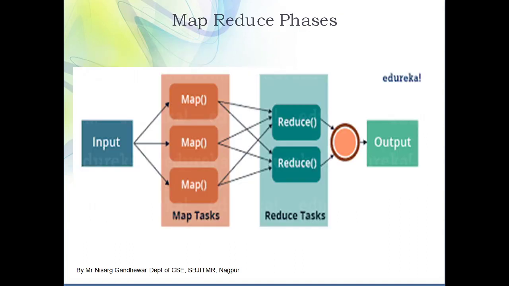Now the next one is MapReduce phases. As we have seen, there are two phases involved in the MapReduce concept. One is map, the second one is reduce. Here the input is submitted to map. Map will divide it into key-value pairs, then it will assign them to reduce. Reduce will aggregate or combine, and finally we'll get the output. We'll see this in detail.